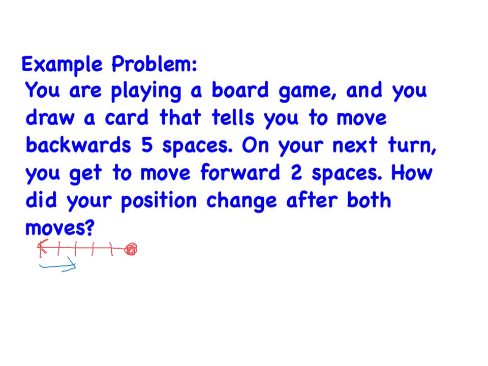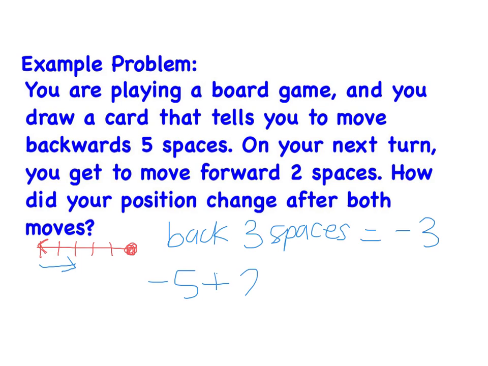So, how did my position change after both moves? I am back 3 spaces, or -3. So that's the change in my position. Okay, now let's take a look at the number sentence. I have 5 that's negative spaces plus 2 spaces. And I can use my rules. So I have 5 negatives, 2 positives. 2 are going to cancel out from each pair, and I'm going to be left with -3.